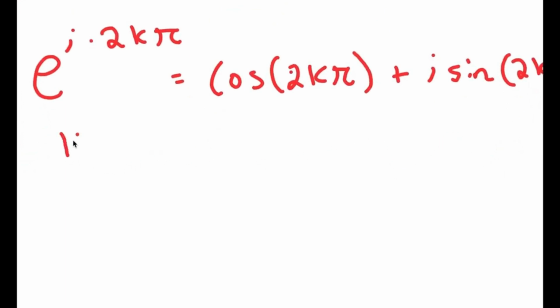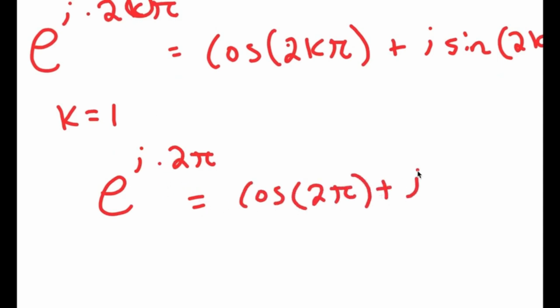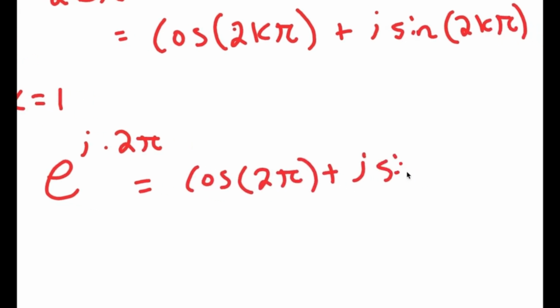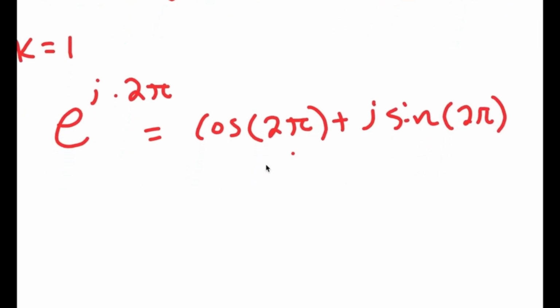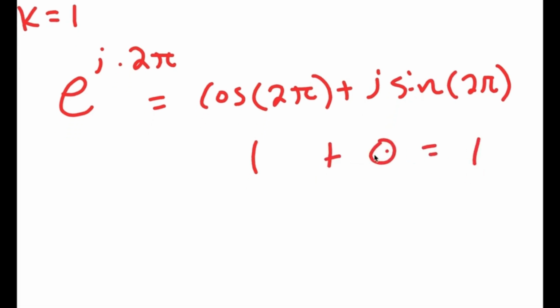Now, what if k is equal to 1? What if our constant k is equal to 1? Then I get e to the power of i times 2 pi is equal to cosine of 2 pi plus i times sine of 2 pi. Now, cosine of 2 pi is 1, and sine of 2 pi is 0. So I get this is equal to 1.